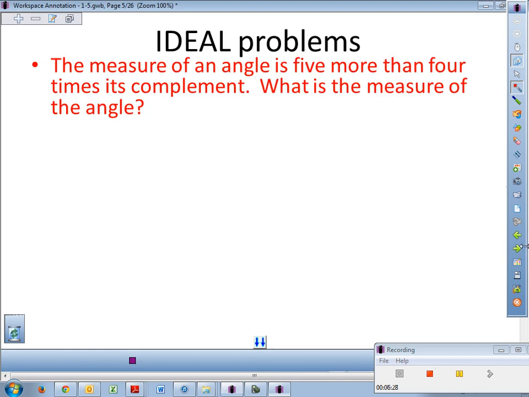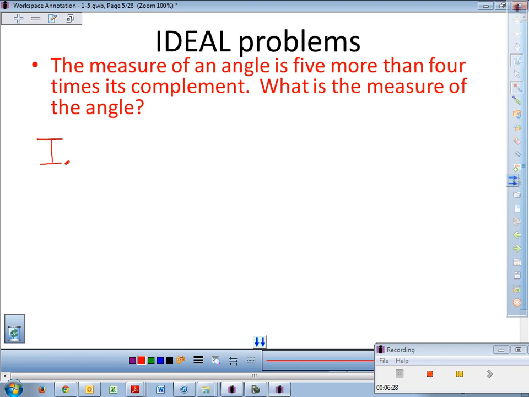They give us a problem here that says the measure of an angle is 5 more than 4 times its complement. What is the measure of the angle? Is that what your problem says? So let's identify the question. And you will put these off to the side. Capital I. This is the I step in IDEAL.